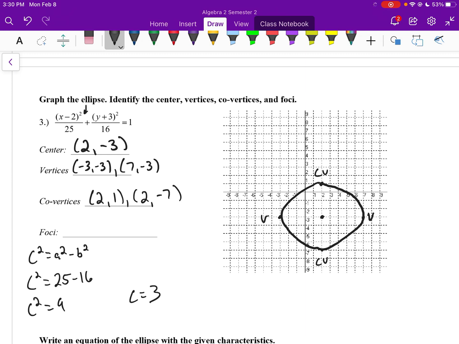Now, remember, that c value is the distance from the center to the foci. It's always falling on that major axis, which is between the two vertices. So we're going to go left and right 3 from the center. And those points are -1, -3, and 5, -3. So remember, if we go left and right, we're changing the x coordinate of the center. That x coordinate, you're just adding and subtracting 3 to that 2. And the -3 will stay the same since we went left and right.